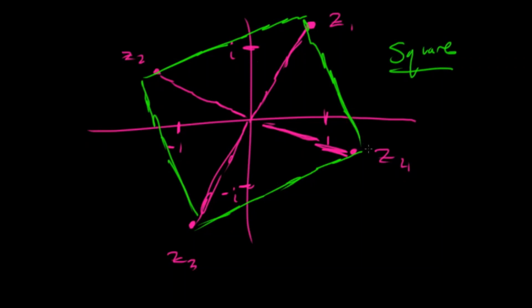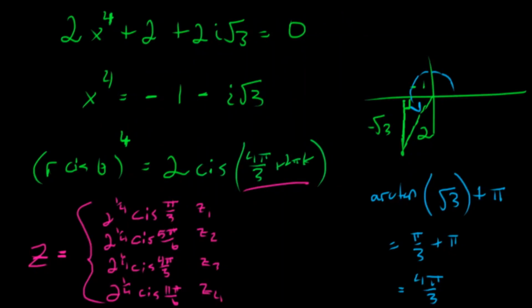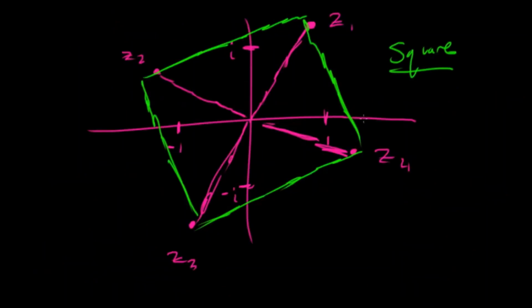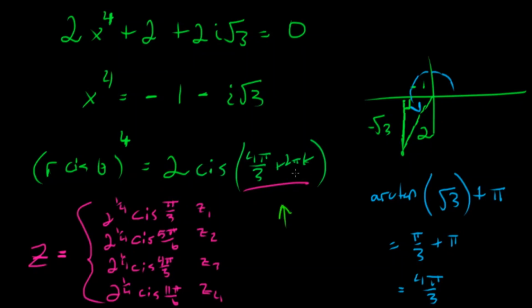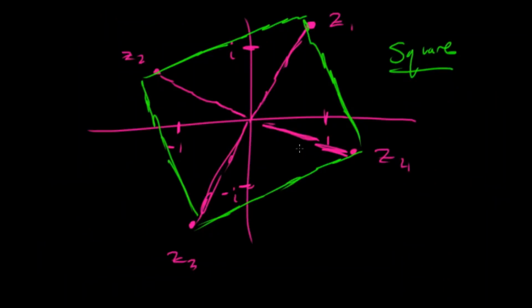The solutions to a complex equation are going to make a regular polygon in the complex plane. That's kind of cool, right? If I had a fifth power polynomial here, I would have had a pentagon set of answers. Why is that the case? Because this angle here is being scaled, not scaled, but you're adding a multiple of 4.